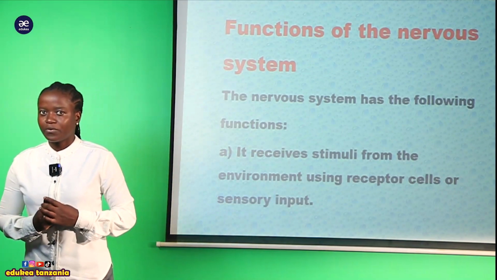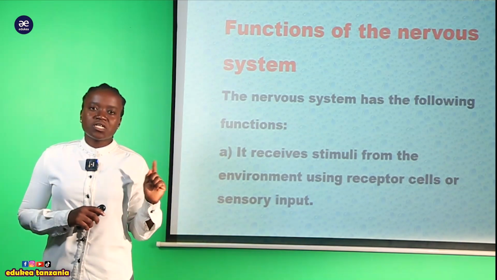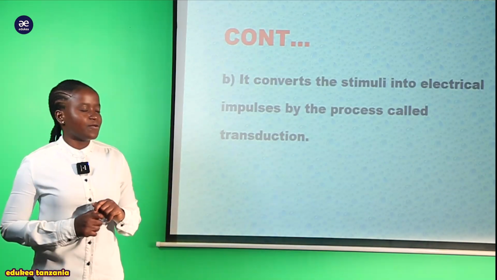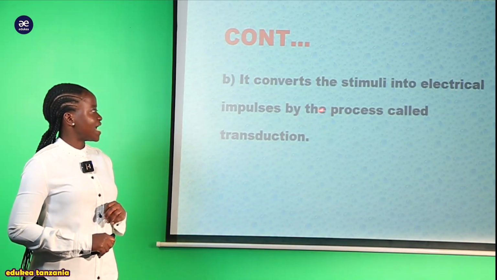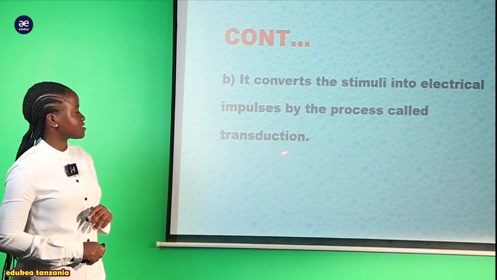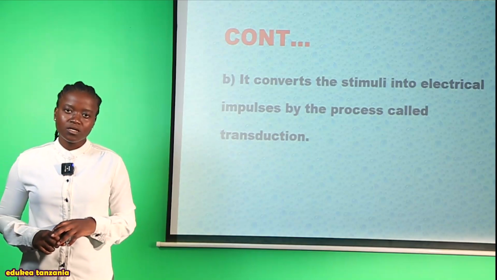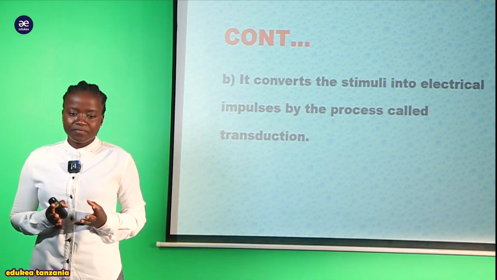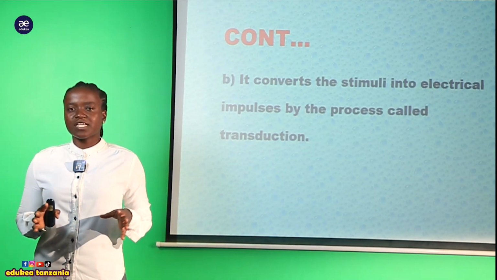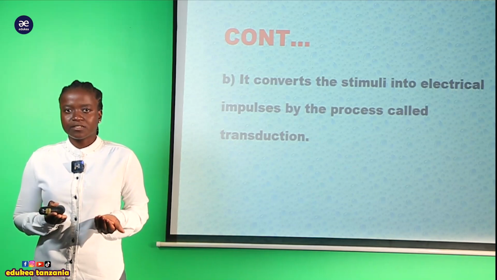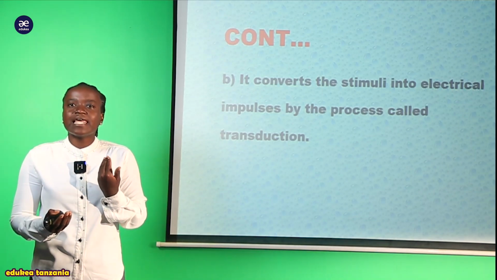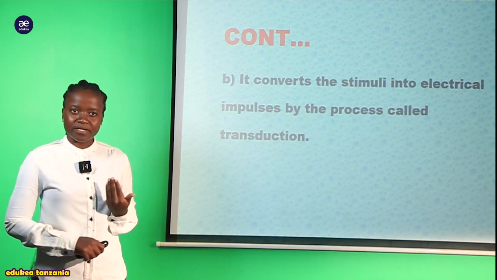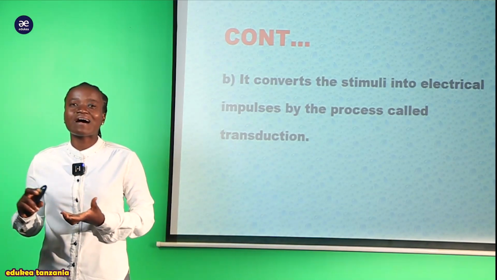And another function of this nervous system, we are saying that it converts the stimulus into electrical impulse by the process called transduction. So it converts the stimuli. The stimuli from the outside environment is cold. So ina convert the presence of cold kwenda kwenye electrical impulse, kwa maana kwamba iweze kusafirishwa kwa haraka zaidi.